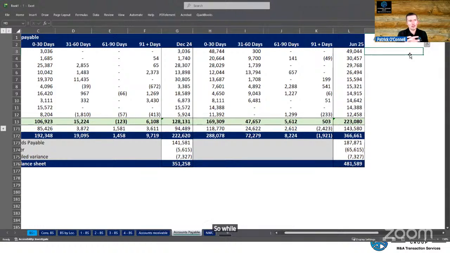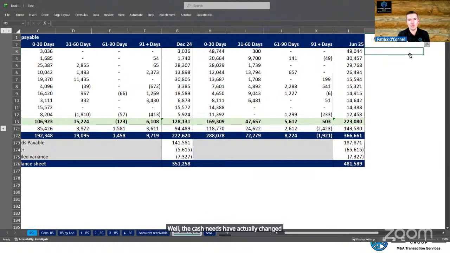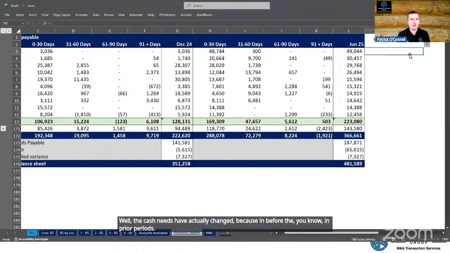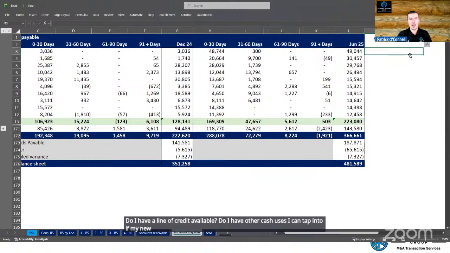So while it's not directly dollar for dollar, it gives you an understanding of what are the cash needs of the business. Well, the cash needs have actually changed because in prior periods, typical customers were paying the company, so money was coming in the door in about 30 days. But now all of a sudden we have to pay vendors within 15. So there's actually a potential cash shortfall which will occur. So I need to be cognizant of that walking into the transaction. Do I have a line of credit available? Do I have other cash uses I can tap into if my new business needs that in the short term?